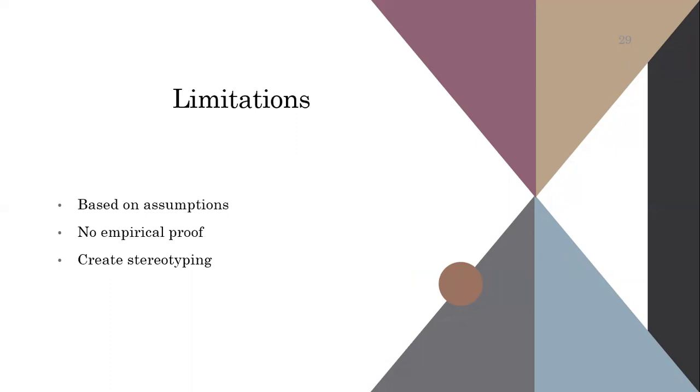There are certain limitations to this theory as well. As this theory is based on assumptions, no empirical proof was there. It also creates a sense of stereotyping. People are unique, they have different characteristics, they have different habits. So we cannot categorize and put them into certain parts.